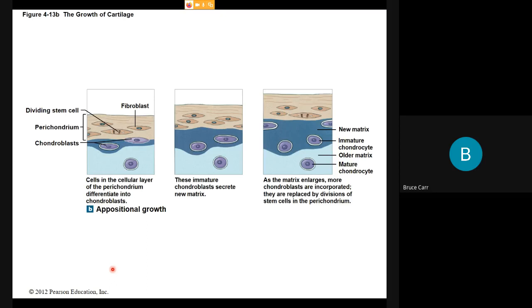Appositional growth is shown here, dividing stem cells and fibroblasts up here, and the chondroblasts forming, basically entering their lacuna and depositing new cartilage as they do so. Now, this is how we grow our cartilage as we are increasing our body size from newborn to adult. And that process is slow enough, growth is slow enough that these cells can keep up with it. But you'll notice this is not a vascular tissue. There's nothing bringing supplies in. It all has to go to these living cells through diffusion.